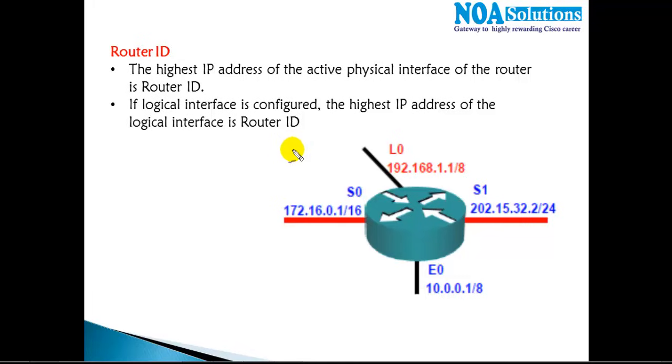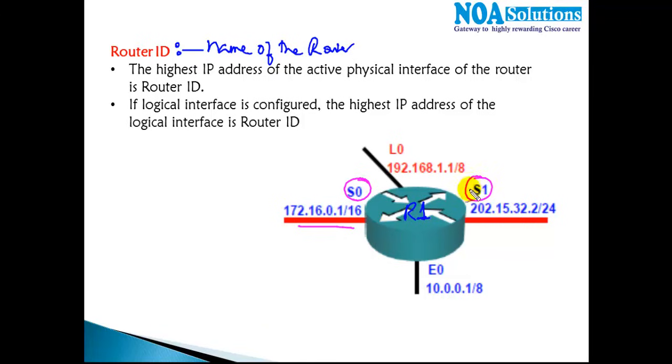Now router ID is an IP address on the router, the highest IP, or in simple words we can say a router ID is the name of the router. Router ID is simple, it's the name of the router. So normally, let's say I've got a router 1 and this router has multiple interfaces, like you can see, there is an S0 interface with this IP address, then this S1 interface with this IP address, and then the E0 interface with this IP address. I've got 3 interfaces, something like this.